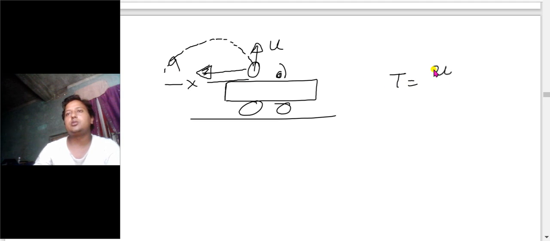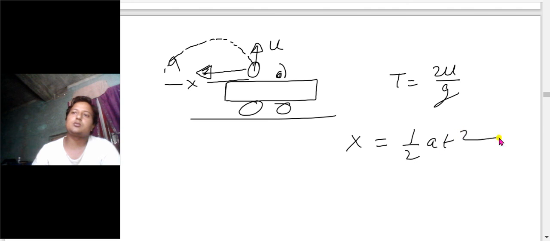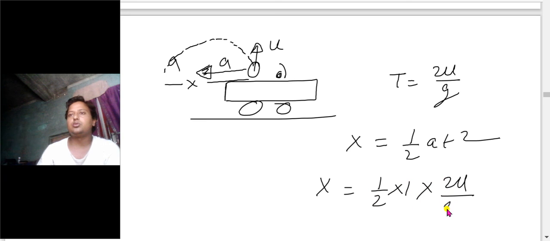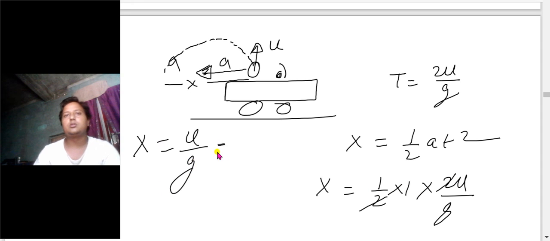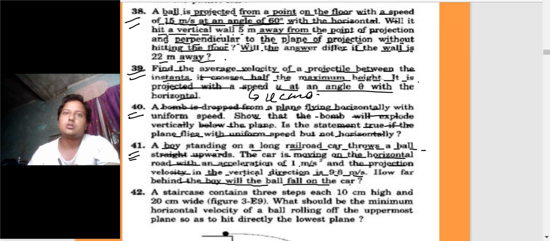Time of flight is 2u over g, and distance x is what? Half a t squared, because it is accelerated motion. x is half, acceleration is 1, time is 2u over g. So x is u squared over g. u is 9.8, g is 9.8, so 1 meter backward.